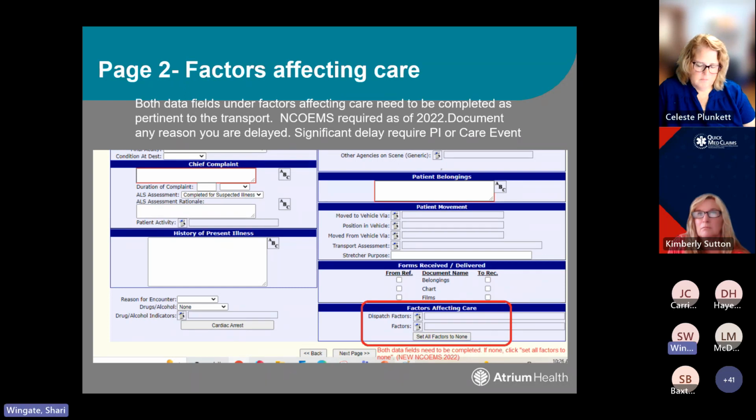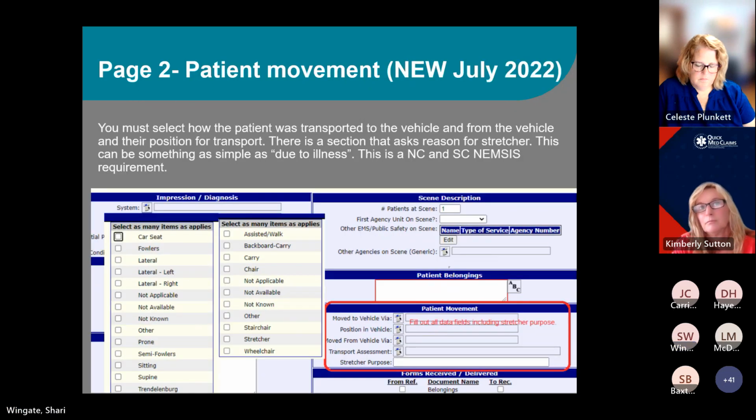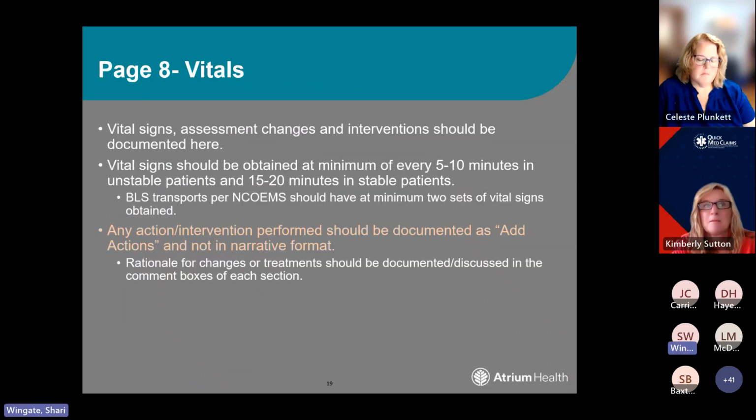Factors affecting care, always select some of those. It could do nothing but help build your case as to why this person needed to be transported. How they were moved, fill this out, how they sat. I'm not going to go into that again.